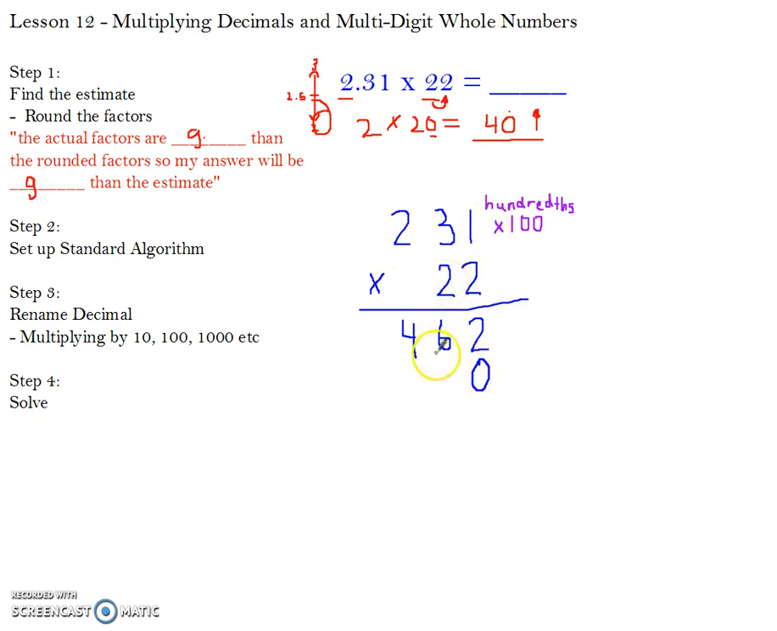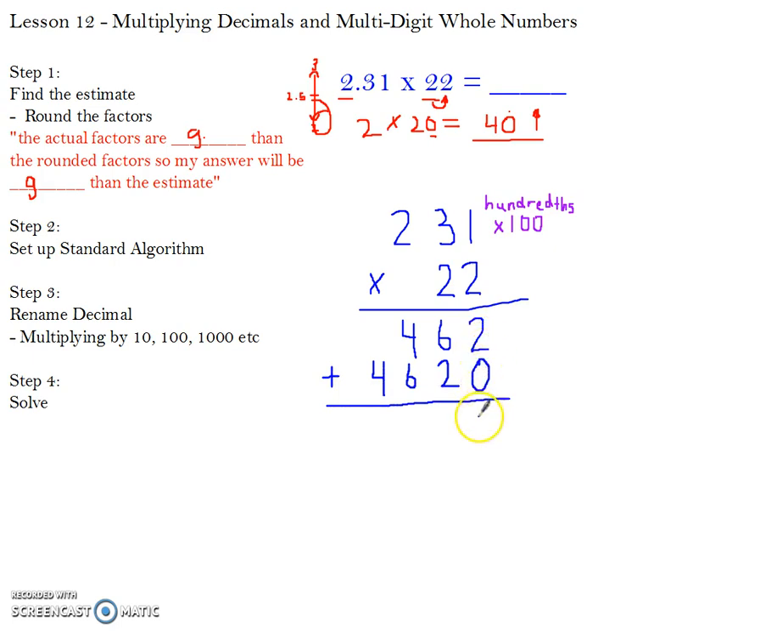So 2 times 1 is 2. Also making sure that you're lining up those digits. 2 times 3 is 6, and 2 times 2 is 4. These two values are my partial products, and to get my final answer, I need to add them together.